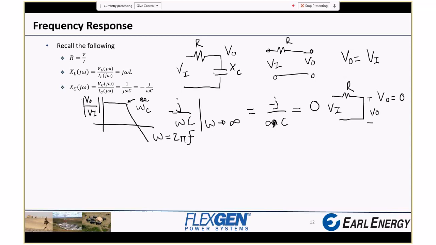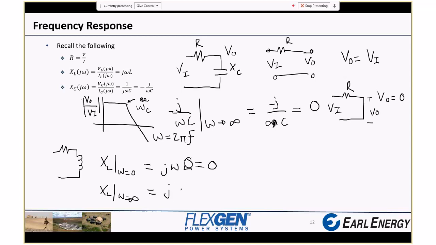If we replace the capacitor with an inductor, we can go through a similar exercise and look at X of L at omega equals 0 and X of L at omega equals infinity. Remember, it's j omega L. So at DC, that is 0. It's a short circuit at DC.